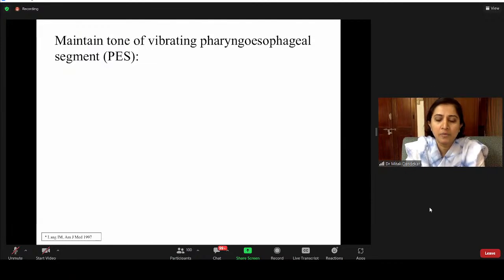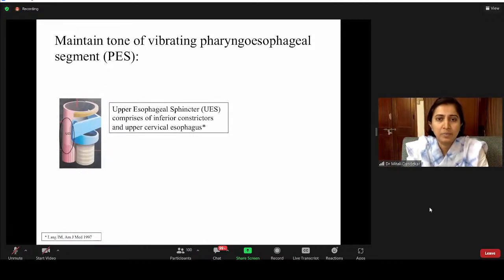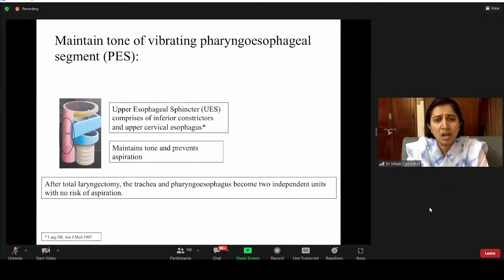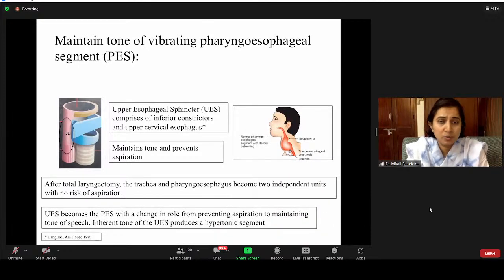The second way to prepare the operative bed for voice rehabilitation is maintaining the tone of the vibrating pharyngoesophageal segment. The upper esophageal sphincter comprises the inferior constrictors and the upper cervical esophagus. It helps in maintaining tone and prevents aspiration. After a total laryngectomy, the trachea and the esophagus become two independent units with no risk of aspiration. However, the upper esophageal sphincter now becomes a pharyngoesophageal segment, with a change in its role from preventing aspiration to maintaining tone for speech. The inherent tone of the upper esophageal sphincter produces a hypertonic segment.